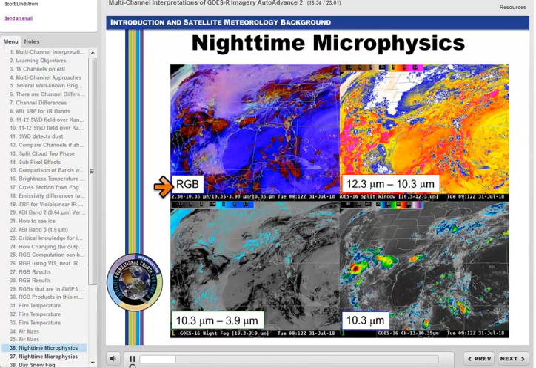Nighttime microphysics is another RGB with a long history of use. It uses the split window difference as its red component, the night fog brightness temperature difference as its green component, and the clean window channel, 10.3 micrometers, band 13, as its blue component.